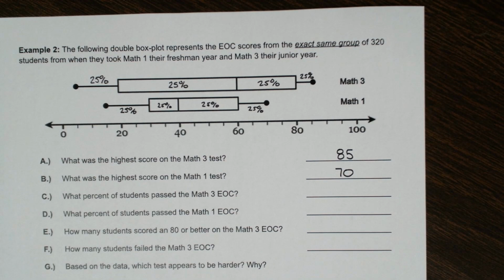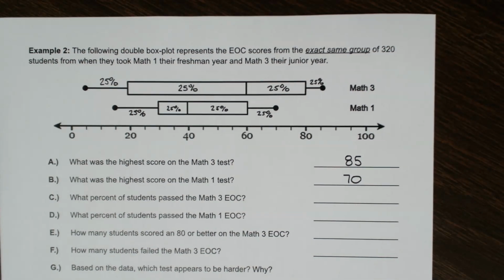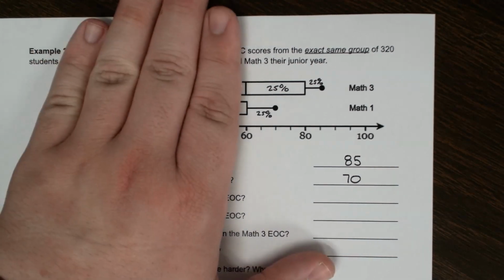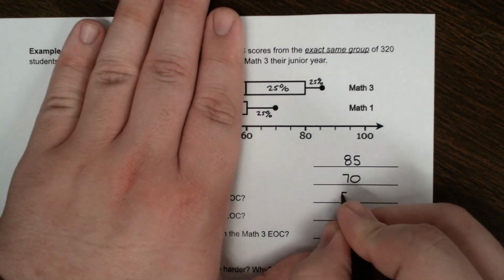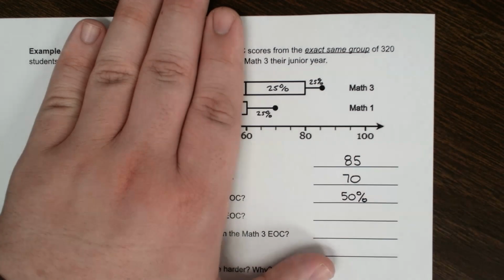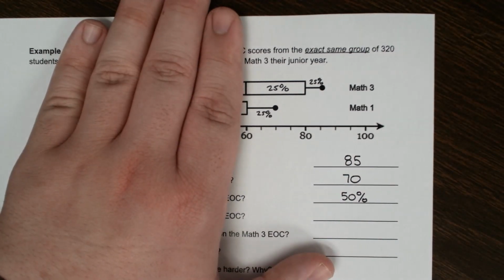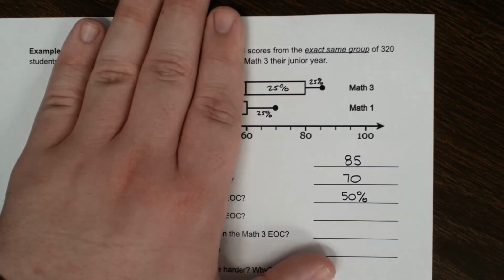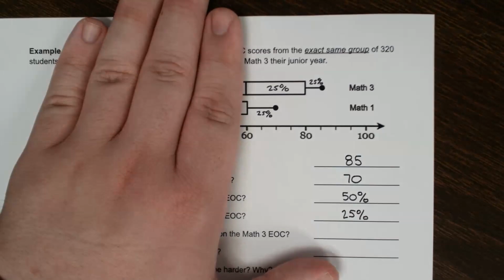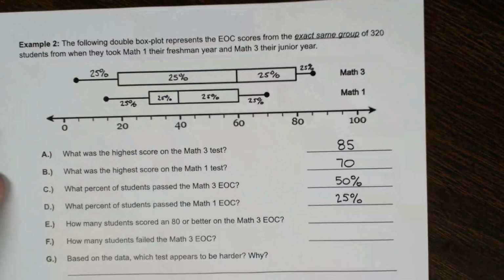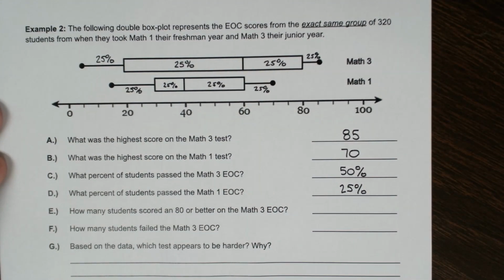Cool. C and D are asking for percents. What percent of students pass the Math 3 EOC? Passing is a 60 or better, right? What percent of Math 3 passed? 50%. Next question says, what percent of the Math 1 people passed the test? Only 25%. I bet that doesn't feel good hearing that, considering we were just talking about what if we fail. It's a good thing that I just made up these numbers. Does that make you feel a little bit better? Okay, cool.